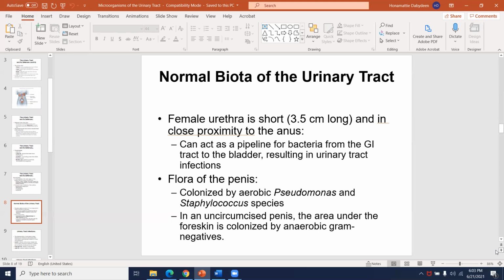The penis is usually colonized with aerobic Pseudomonas and staph species. In an uncircumcised penis, sometimes you have that foreskin that's there, and it is an area where not much air is going into. And you can sometimes have anaerobic gram-negative rods colonizing there. They can actually be problematic later on.